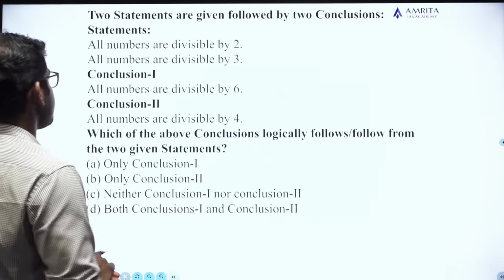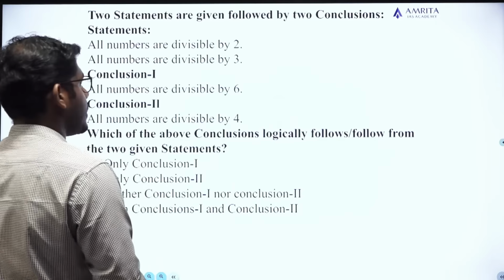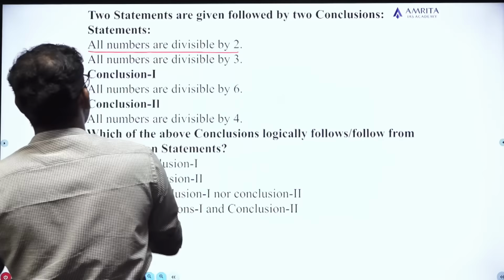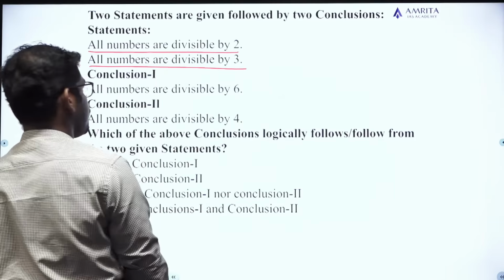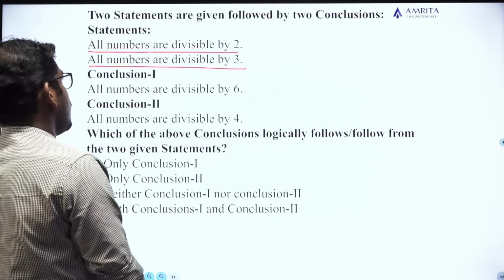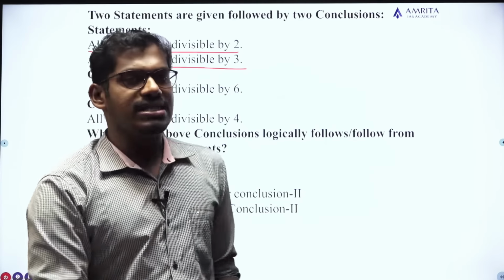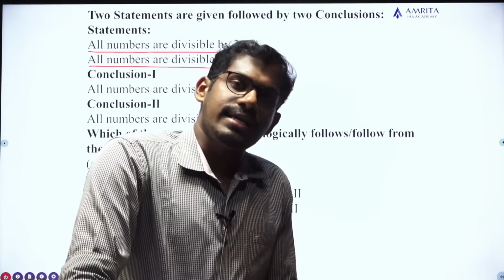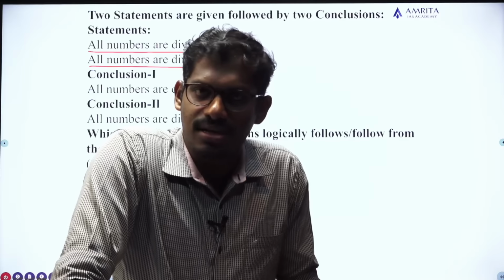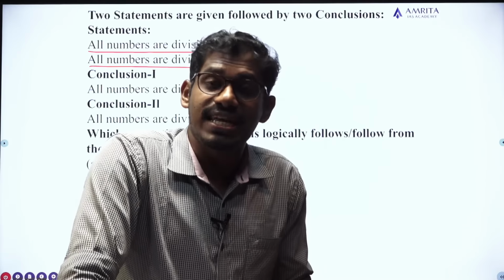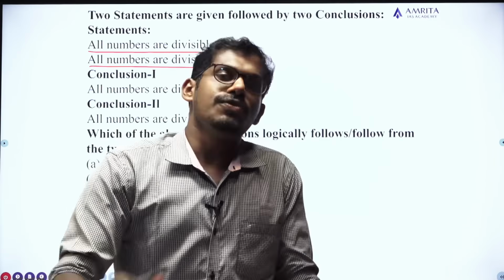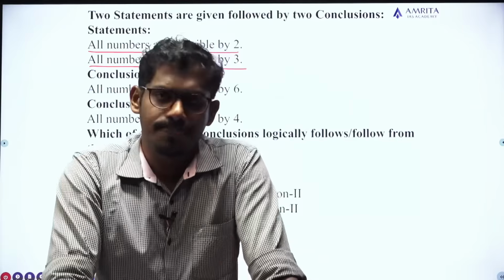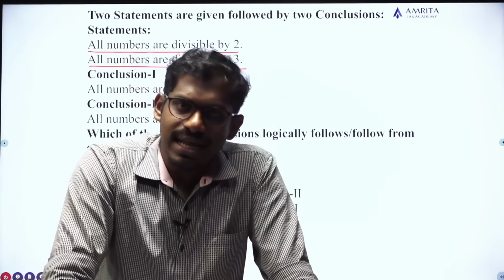Moving to the next question. Two statements are given followed by two conclusions. The statements are: all numbers are divisible by 2, all numbers are divisible by 3. If a number is divisible by both 2 and 3, then we can definitely say that the number is also divisible by 6. How can we say that? That is the divisibility rule of 6. Take any multiple of 6, for example, let us take 30.